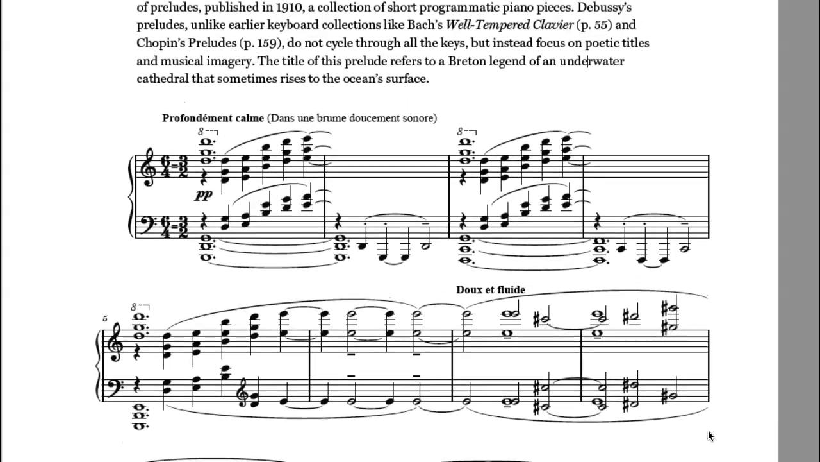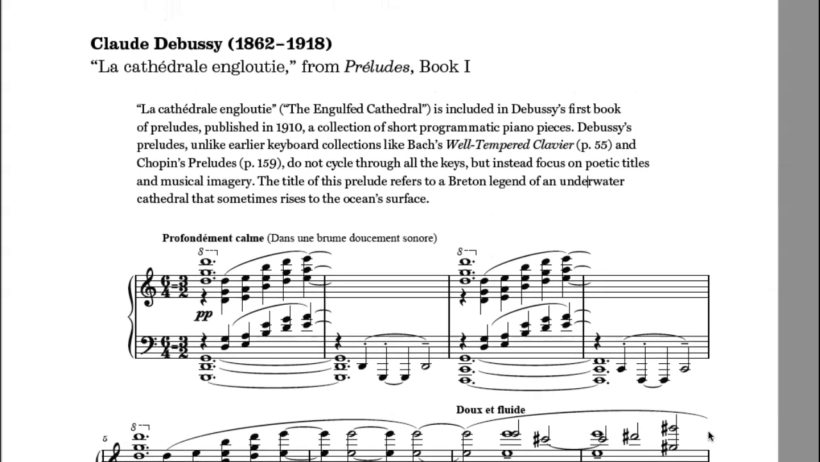I'm going to walk through this piece and play certain passages and hopefully illustrate some of the things that you're learning about. Before we get into some of the specific musical devices Debussy is using, it's important to know what this piece is about. This is a programmatic piece. It tells a narrative story and uses music to paint this picture.